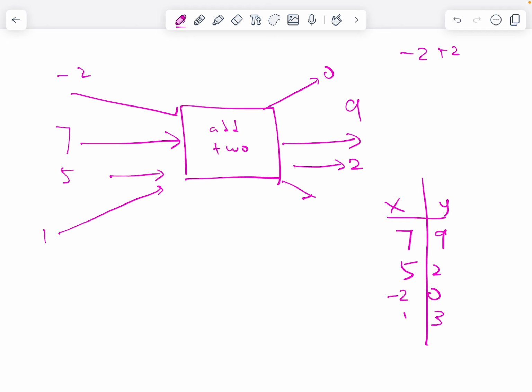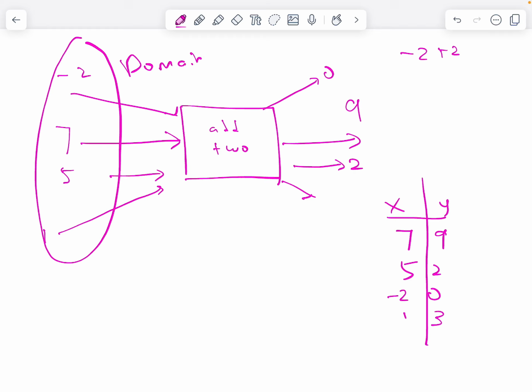So we are going to call these things that go into the machine our domain. And the things that come out of the machine, we call that our range. So the range are the y values, the domain is the x values. Now there's another way of writing this. Instead of calling this f, we're going to call this f of x instead.